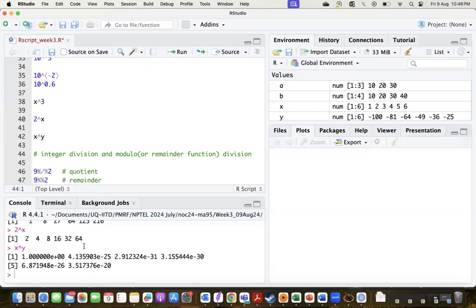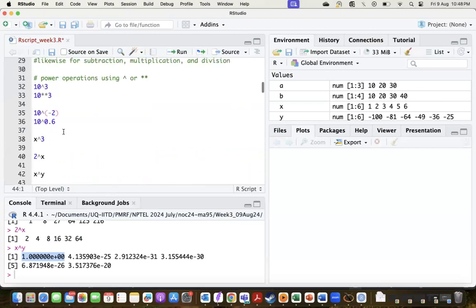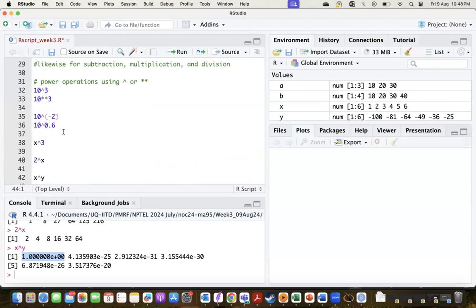Now, it's not something you might need very often, but what this is going to do is also do the calculation element wise. So the first element of x raised to the power of the first element of y, second element of x raised to the power of second element of y, and so on. You can double check by doing these individual calculations, but that's how this works. Okay, so these are the basic arithmetic functions.